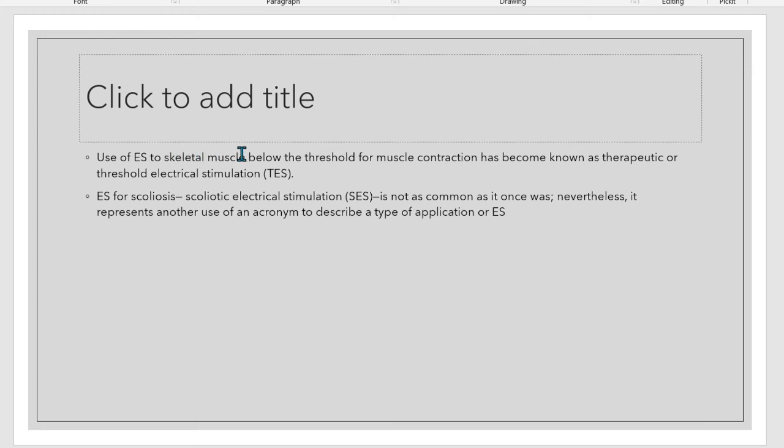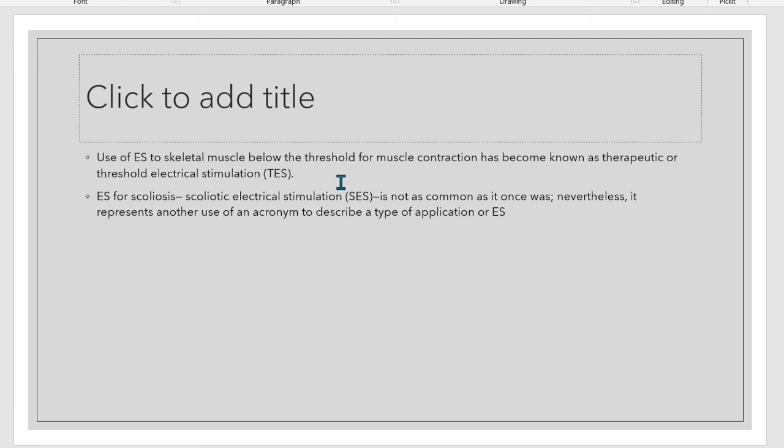So, use of ES to skeletal muscles below the threshold of muscle contraction is known as therapeutic or threshold electrical stimulation. So, igo lang siya ma-feel sa patient mo. That means to say, below the threshold of muscle contraction, but perceptible sa patient mo, ma-feel niya ang electrical current, pero there's no sign of contraction or twitching. We call that threshold electrical stimulation. So, hindi mo siya gipukaw. Walay twitch.